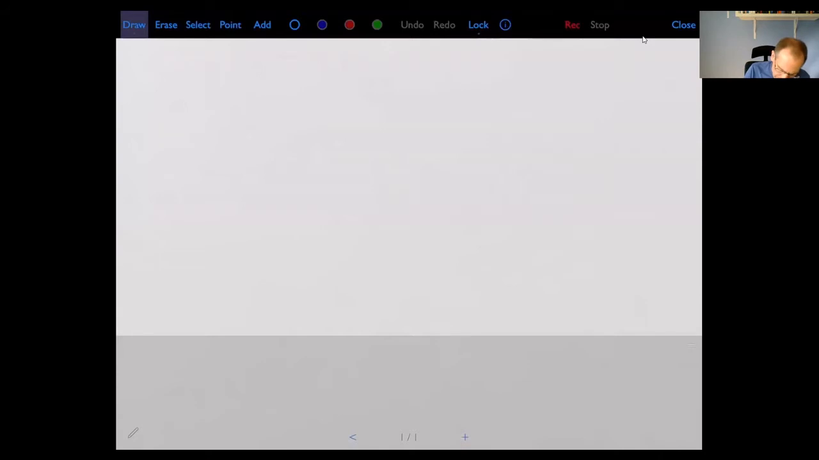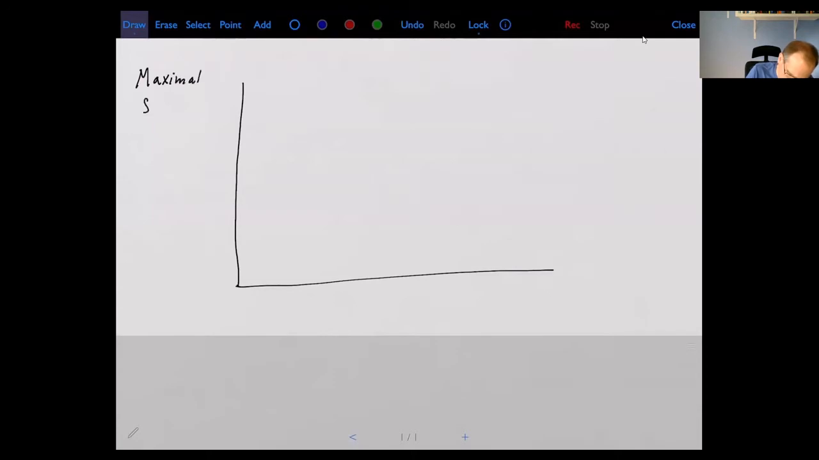Okay, so in this case, we're going to be plotting maximal static frictional force on the y-axis. So I'll call it maximal static frictional force. That's in newtons versus normal force on the x-axis.